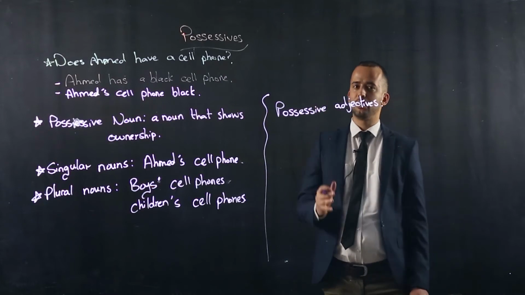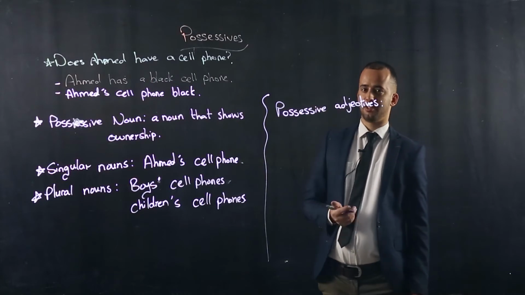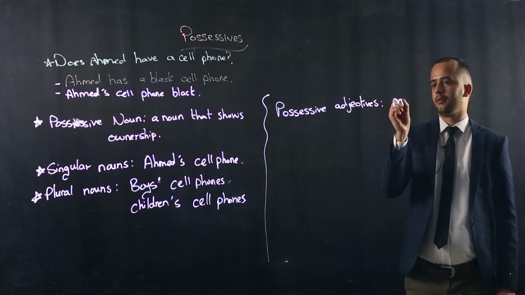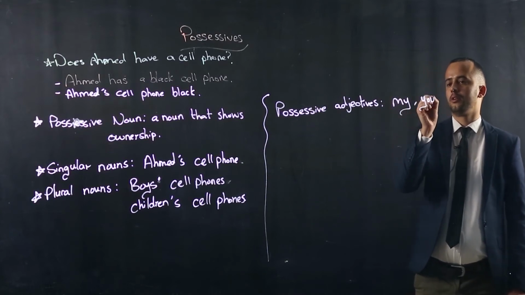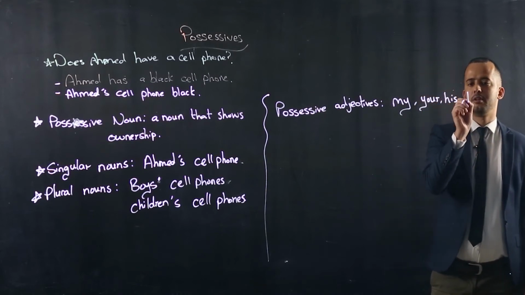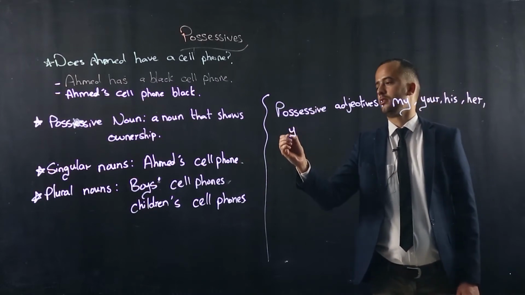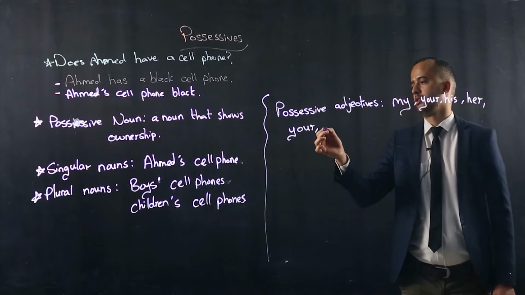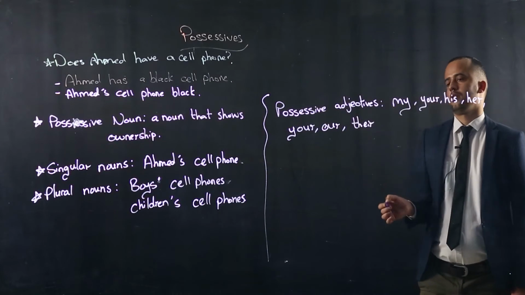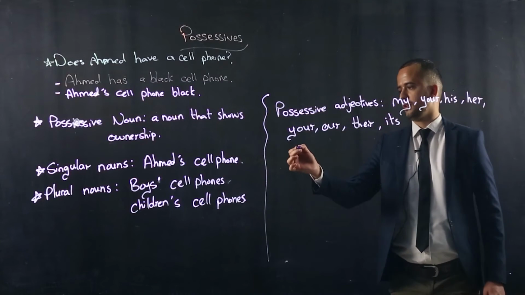Alright, now the same thing here, we use possessive adjectives to show ownership. So what are the possessive adjectives that we can use? Possessive adjectives like, for example, my, your, his, her, your for plural, our, their, and its.